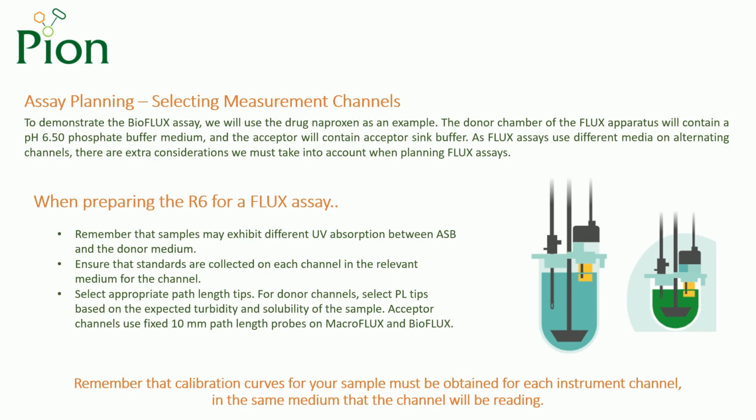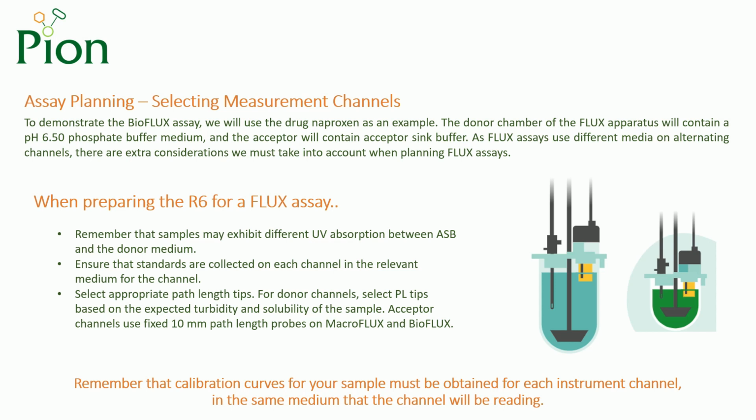In this example, we will be assaying the drug naproxen using pH 6.5 phosphate buffer as the donor medium, with acceptor sink buffer as the acceptor medium. Based on what you intend to run for your flux assay, you will need to consider how to prepare the R6 for the measurement appropriately. This means planning how the different R6 measurement channels will be used. As in this case, each of the channels will not be operating in the same medium.